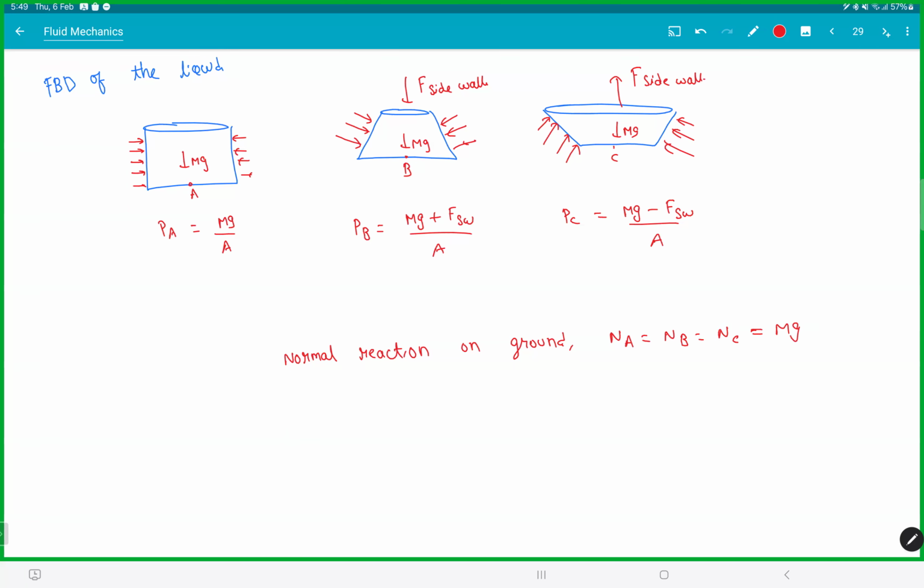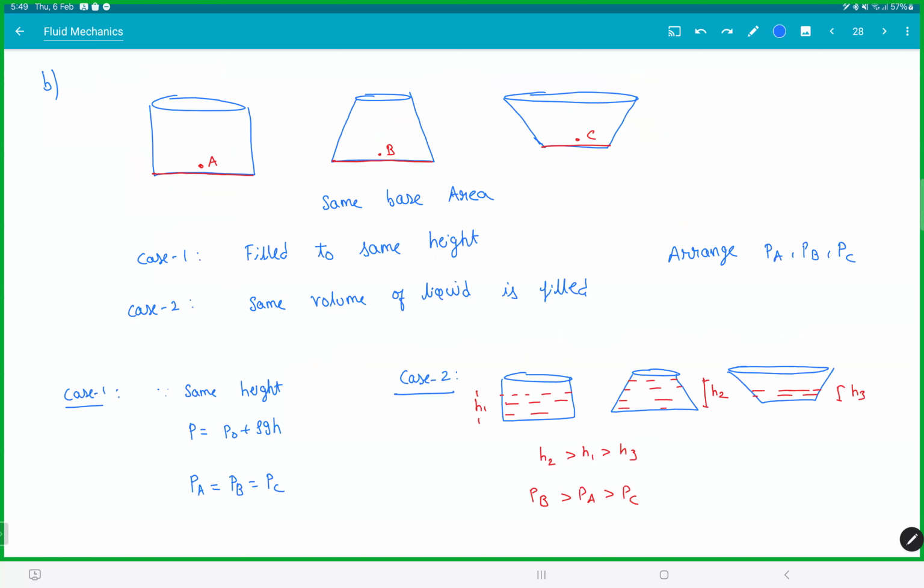We only think, okay, there's an mg and there is an area. Why is it not mg by area? Because the whole force is not mg. There's a side wall force also. So this is what they call in HSE a pressure paradox. If the weight is the same and the area is the same, why is the pressure not the same? Because there are side walls. Clear with this? Decent question. If mg is the same, why is it not the same?